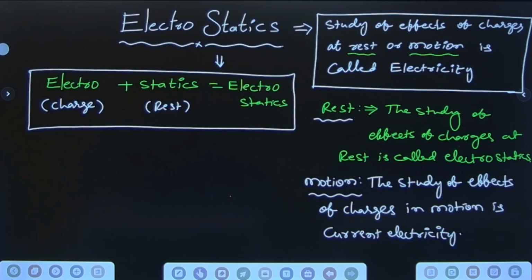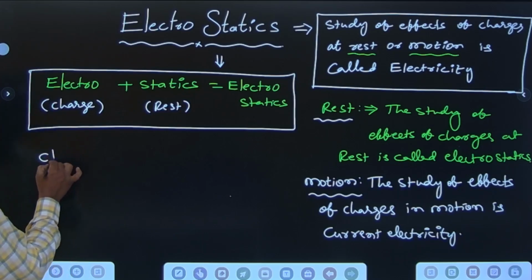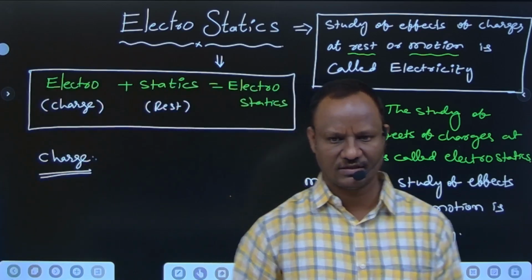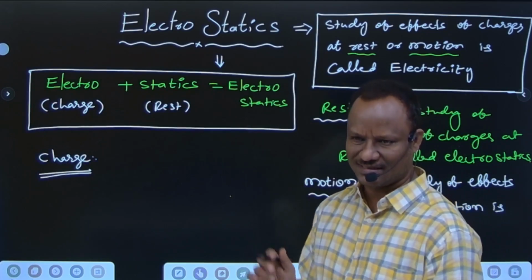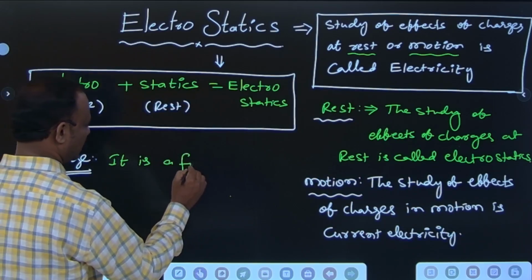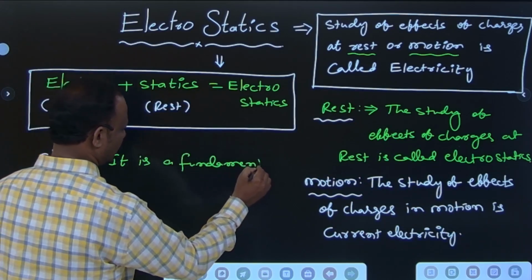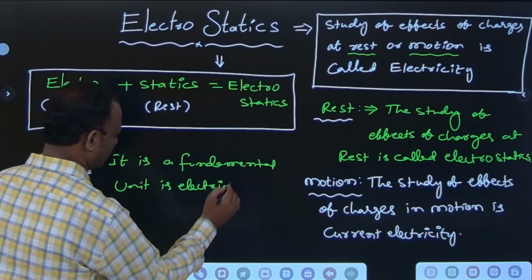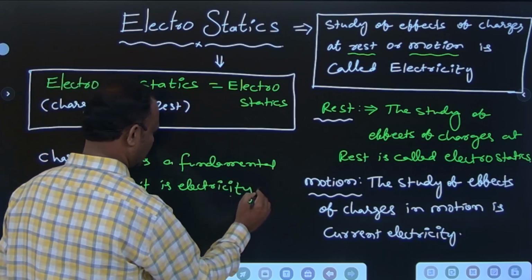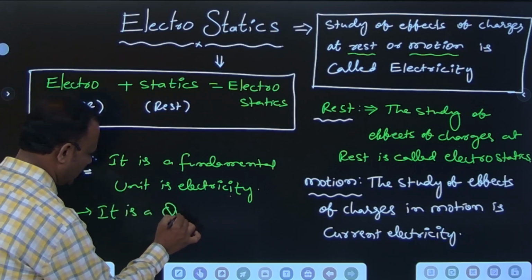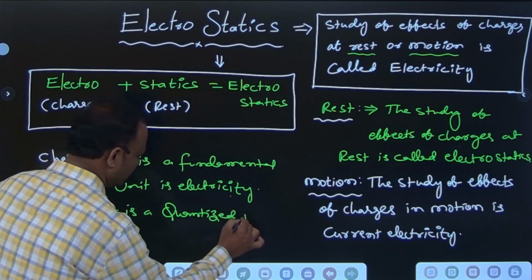Next one, what is charge? Charge is an intrinsic property. Charge is quantized matter. It is a fundamental unit in electricity. Without this, we cannot discuss anything. The charge is a quantized property.